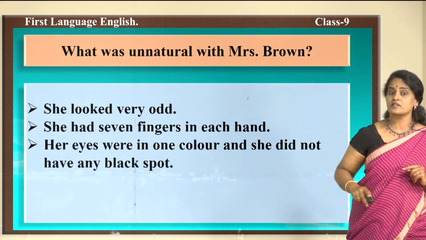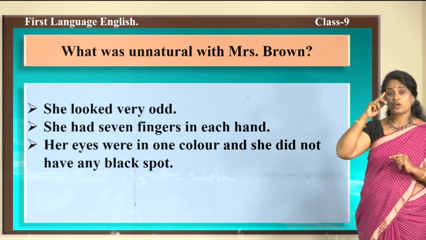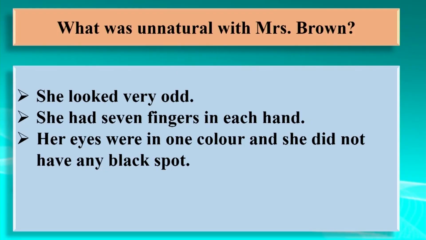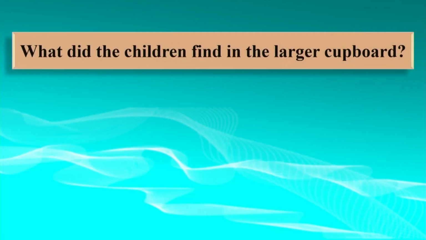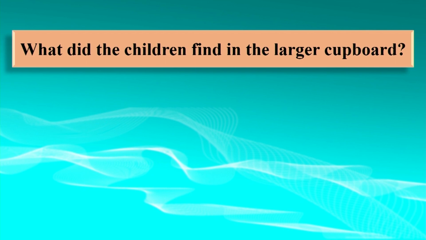And do you know how her eyes were? Yes, it was of one color. The black spot was not there. It all looked as one single white color. Okay? And the Browns, they spoke a foreign language. Right? And children, I want you to answer the next question.